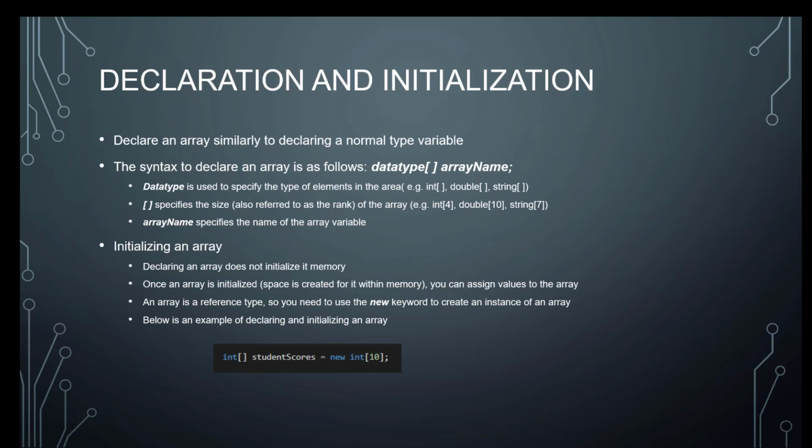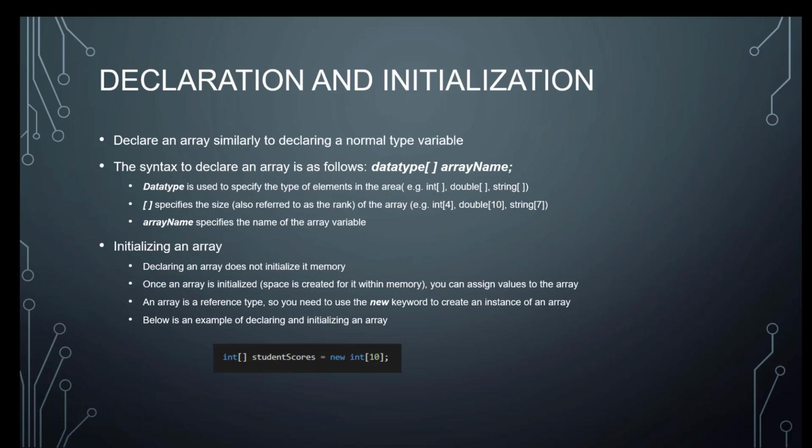So inside of these brackets, it's also referred to as the rank. And inside of these brackets, you can place a whole number. That whole number represents the number of elements that the array will contain. So for example, if you have an integer, open bracket 4, close bracket, that's going to be an array of integers, and there'll be 4 integers stored in that array.